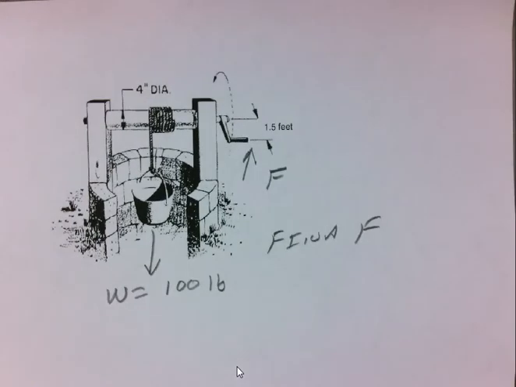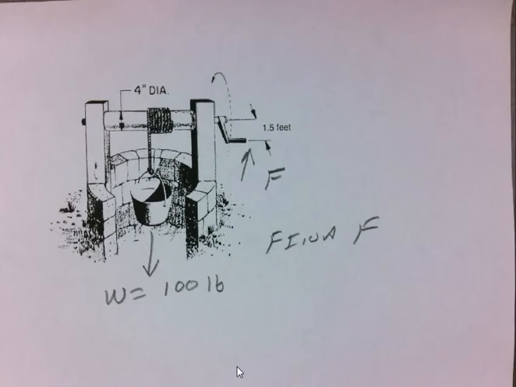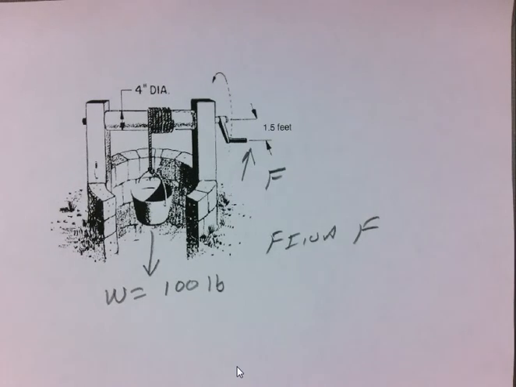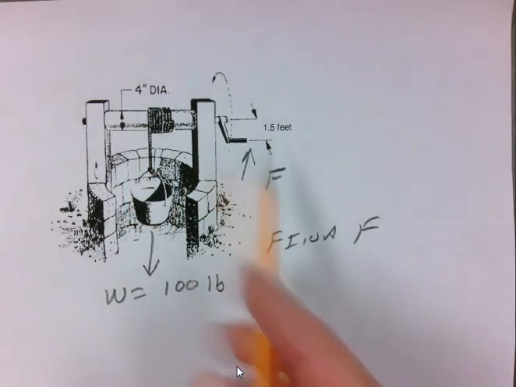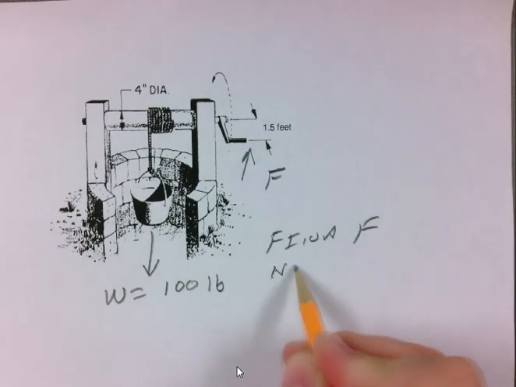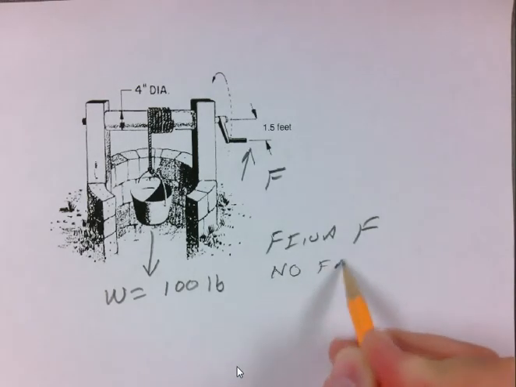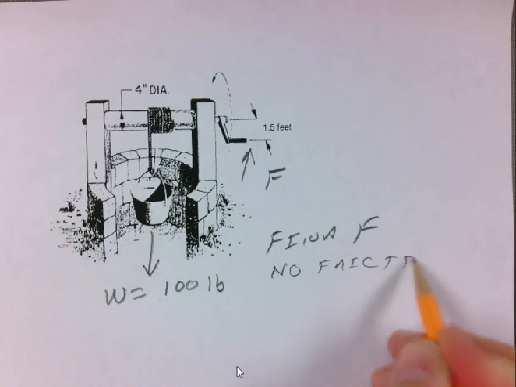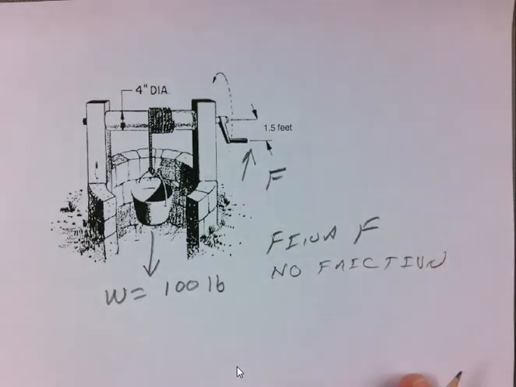Second problem we're going to be looking at is a winch problem. So we're given some distances, we're given a weight. We also should note here there's no friction. Keeping the problem simple.